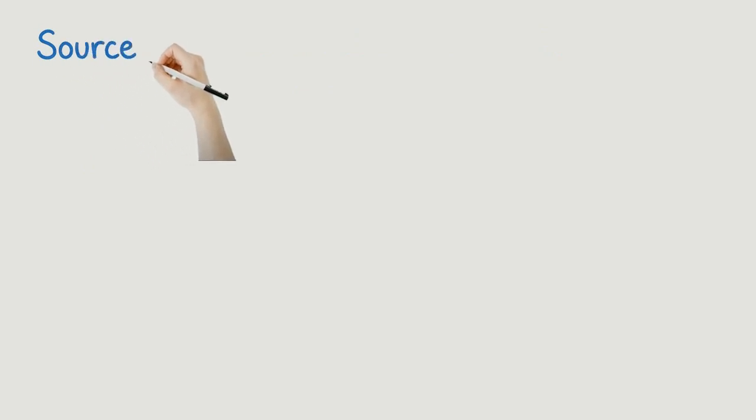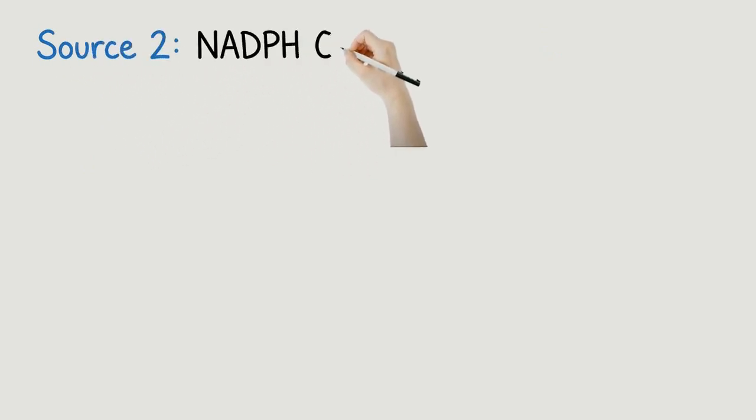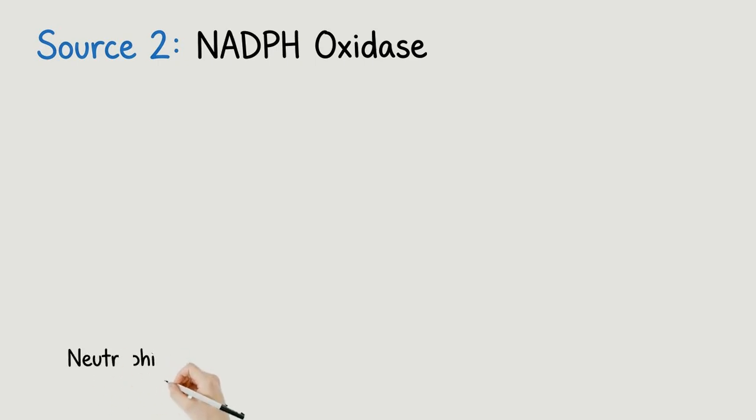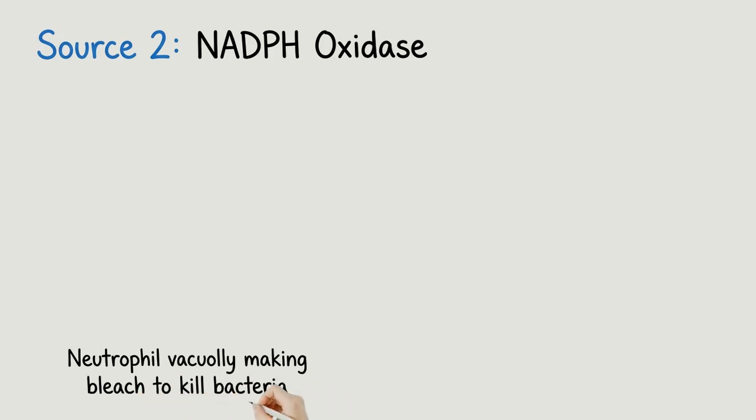Source 2 is NADPH oxidase, the intentional source. Neutrophils deliberately generate ROS to kill bacteria. During phagocytosis, NADPH oxidase converts oxygen into superoxide. That superoxide becomes hydrogen peroxide, which myeloperoxidase then converts into hypochlorous acid, essentially bleach, to destroy the pathogen.